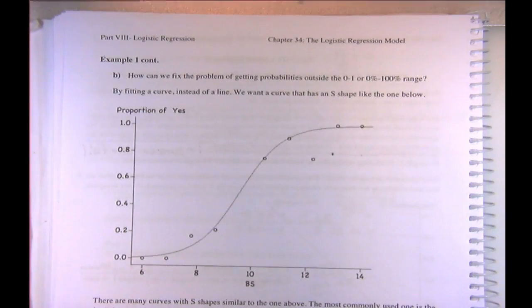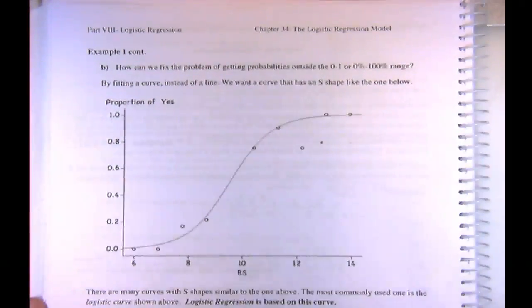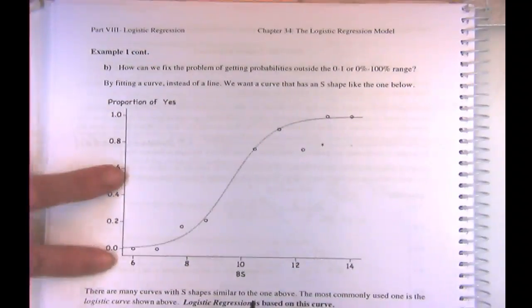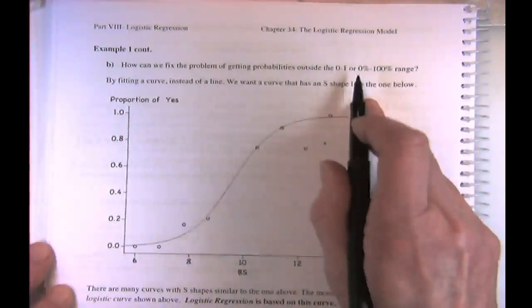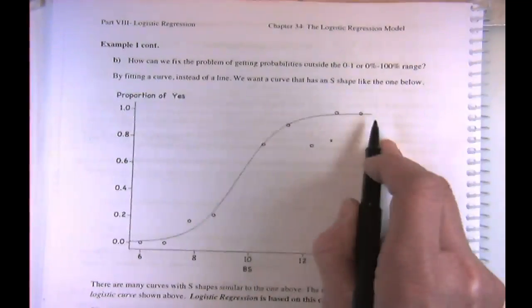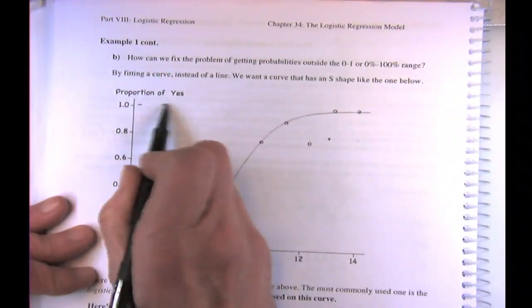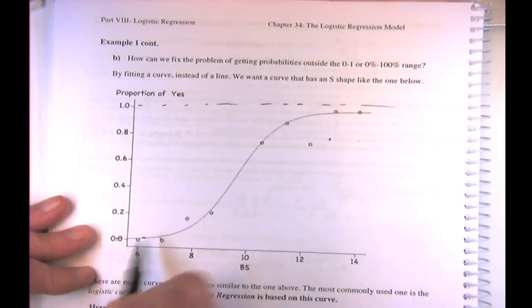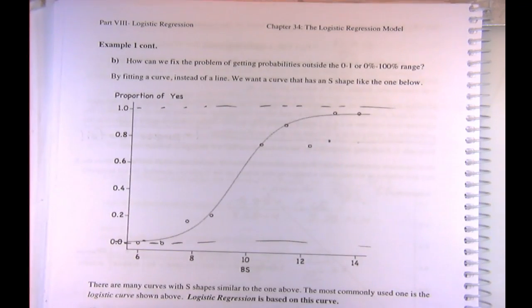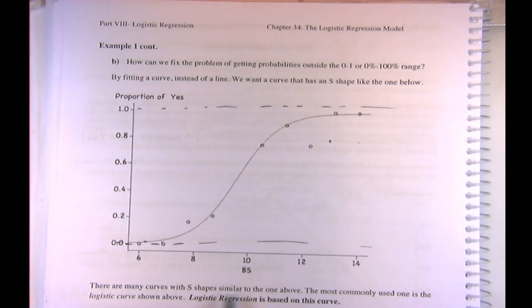All right, so there are many curves with this S shape, right? We want an S-shaped curve because we don't want our predictions to extend beyond 1. For the probability of getting a 1, we don't want to extend beyond 1, and we don't want to go down below 0, so we want this S-shaped curve with the limits at 1 and 0, like that, within that range. There are many curves with an S-shape similar to the one above, and the most commonly used one is the logistic curve.